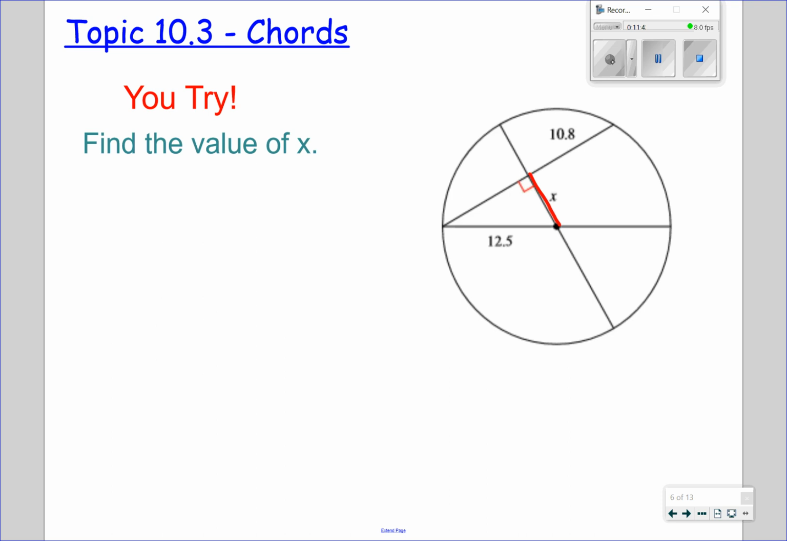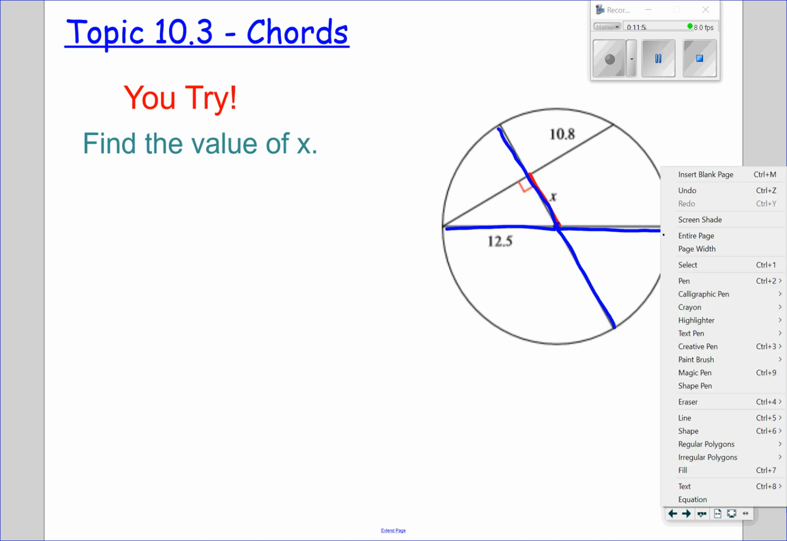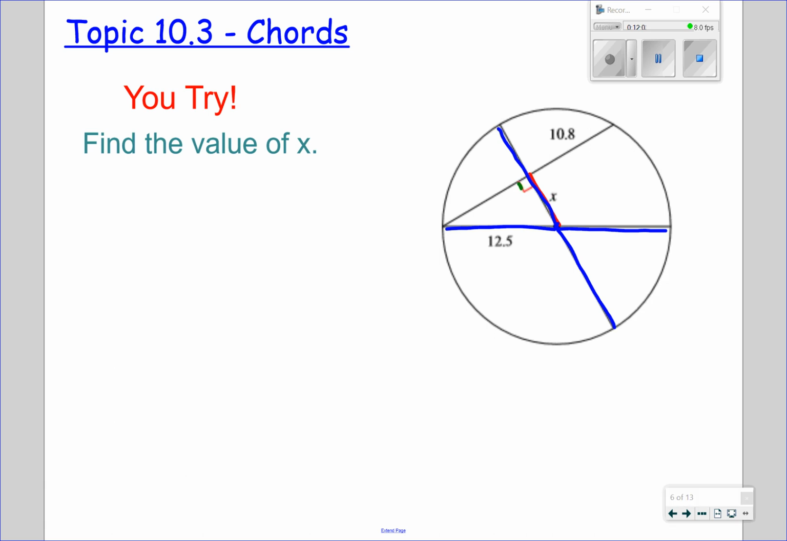Okay, as you're looking at this, hopefully you might be able to start thinking to yourself, well, I have a center point, so I know this is a radius, this is a radius, this is a radius, this is a radius. Okay, so that's a start. I do know that I see a perpendicular intersection here, which means that this green chord actually gets cut in half. And that would mean this piece is equal to this piece. So this is also 10.8.